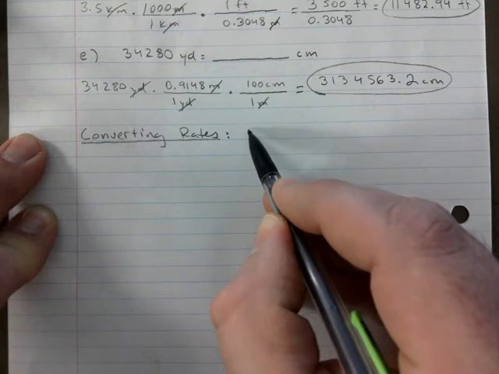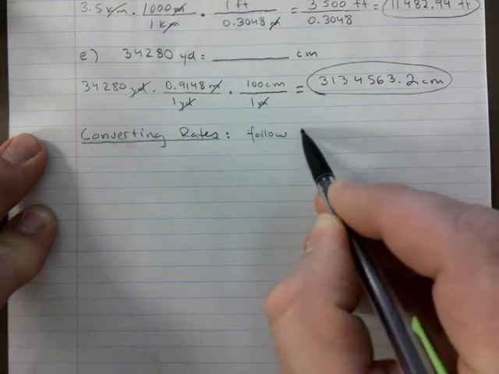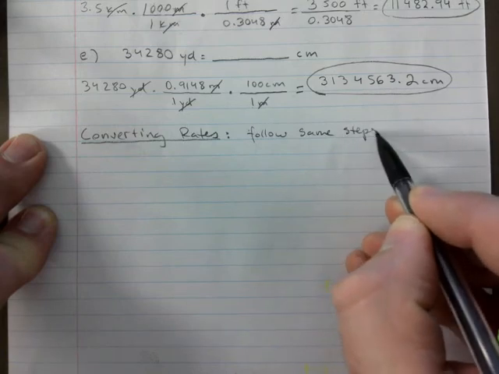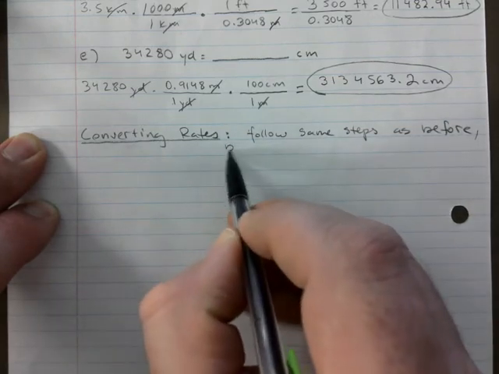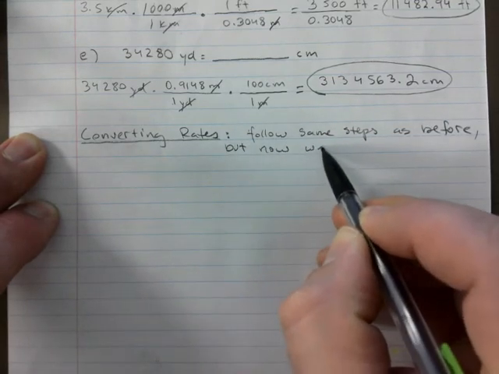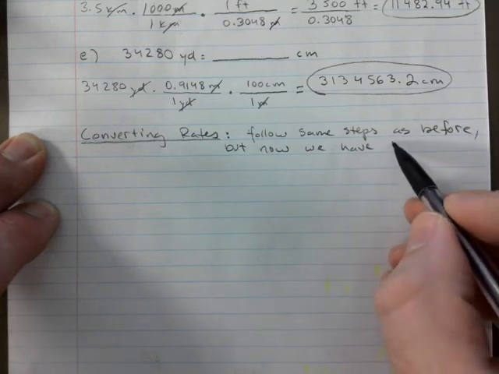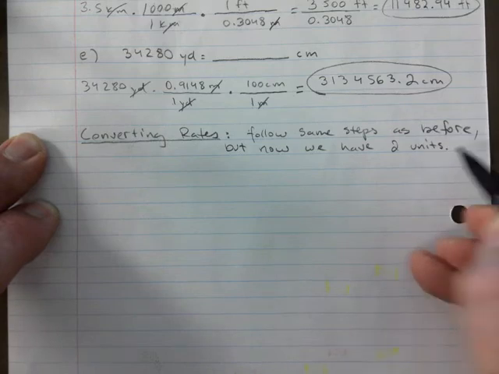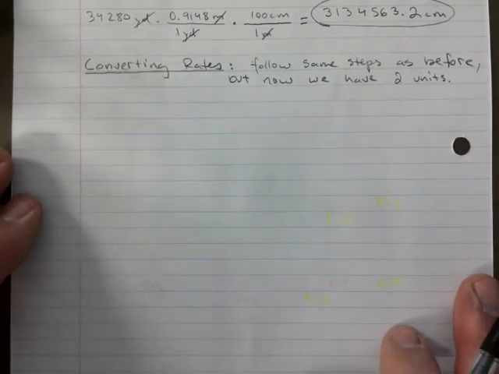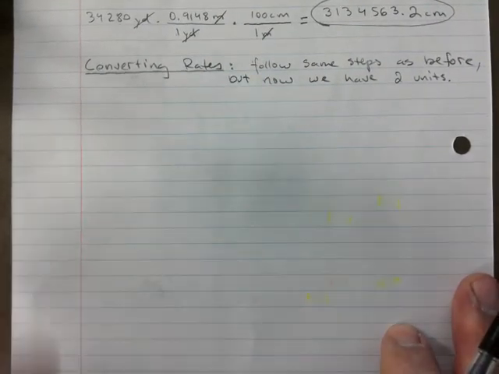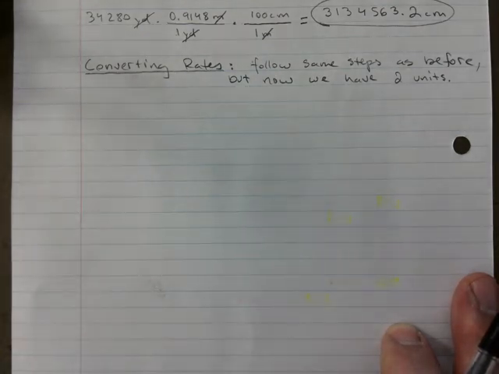Converting rates, right? Follow same steps as before, but now you have 2 units. So 100 kilometers per hour, that is a rate. 100 kilometers, that's just a measurement. 100 kilometers per hour, that's a rate because it's 2 different units.